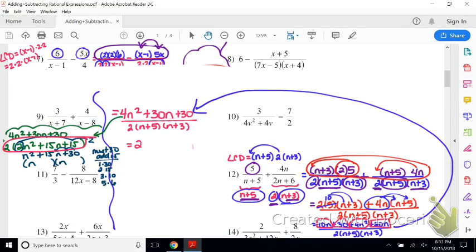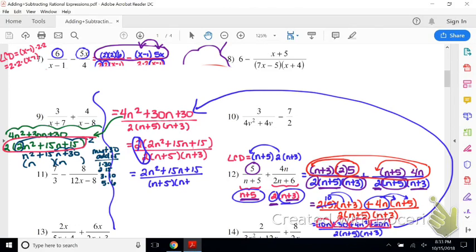So I could say that this is 2 times 2n squared plus 15n plus 15 over 2 times n plus 5 times n plus 3. Now we know we can't do anything else in the numerator. We already tried. Our denominator's factored out all the way, so the only thing is, can anything on top and bottom cancel? And yes, we have this 2 over 2 there. So those 2's will cancel, so we're left with 2n squared plus 15n plus 15 all over the n plus 5 times n plus 3. And so there would be our final answer.